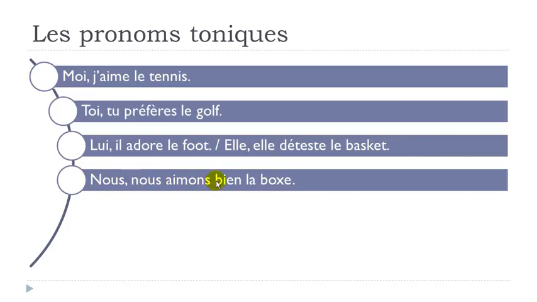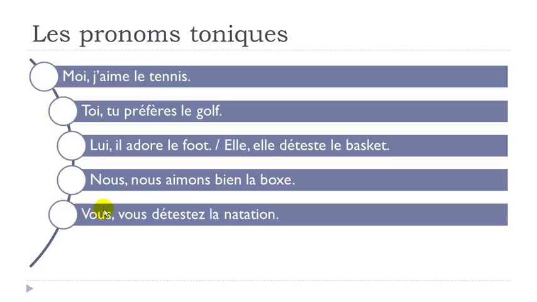Okay, same thing here. Nous aimons bien la boxe. Okay, so the difference between aimer here, like I love, okay, and aimer bien, normally when you put this bien after aimer, well, it's because you want to insist on the fact that you like, you don't love something, you like it. Okay, nous aimons bien la boxe. All right, next example, vous détestez la natation.